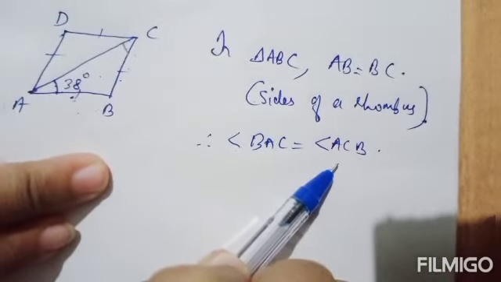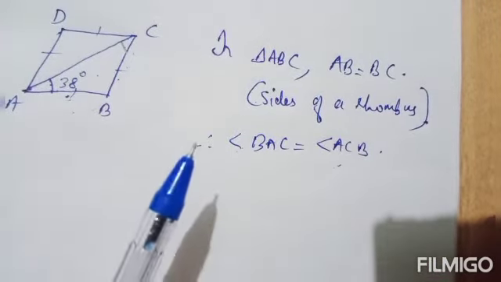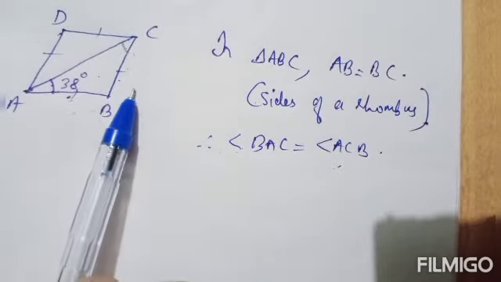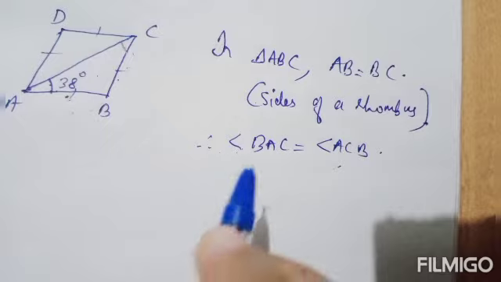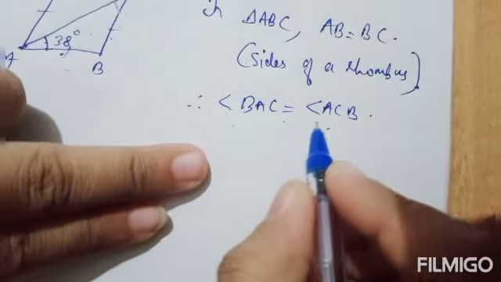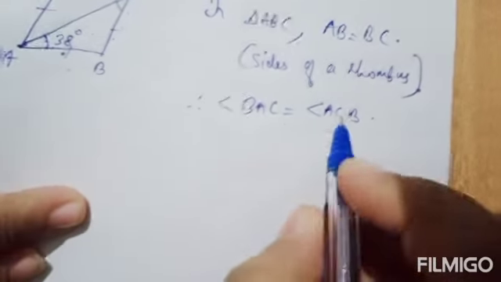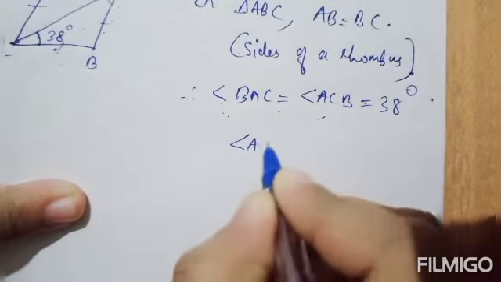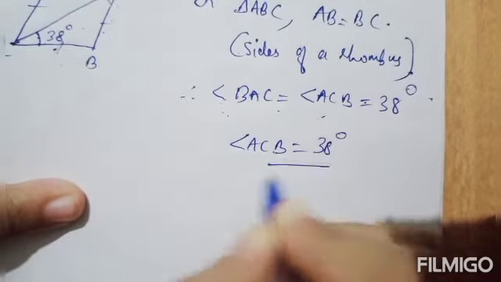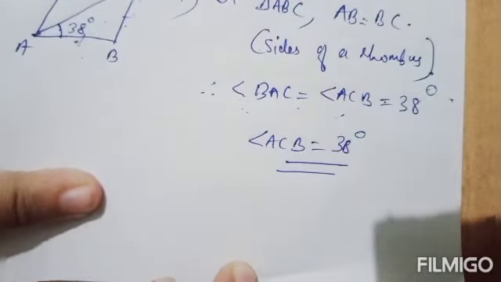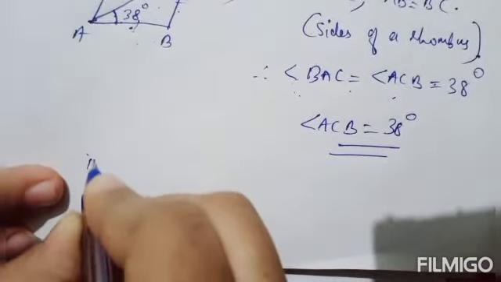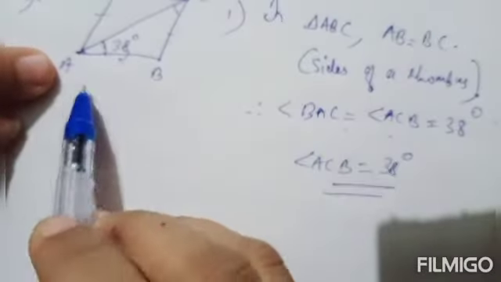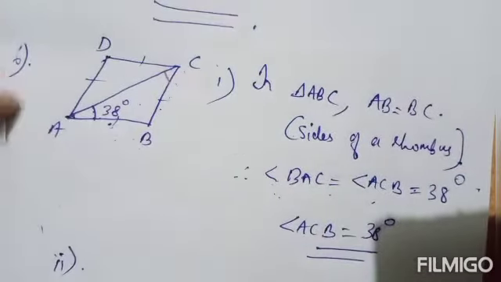These two angles are equal because in an isosceles triangle, the angles opposite to equal sides are also equal. Therefore, angle BAC is given as 38 degrees, so angle ACB is also 38 degrees. Angle ACB equals 38 degrees. This is the first question. Next, the second one: you have to find angle DAC. This is angle DAC, this angle.